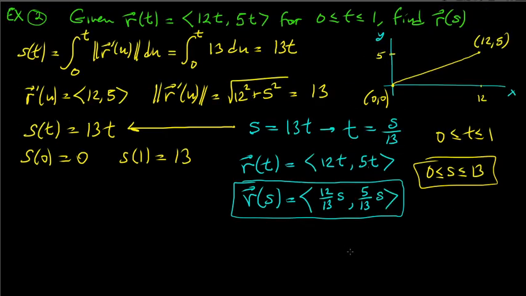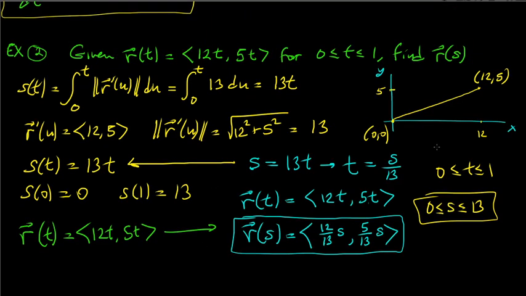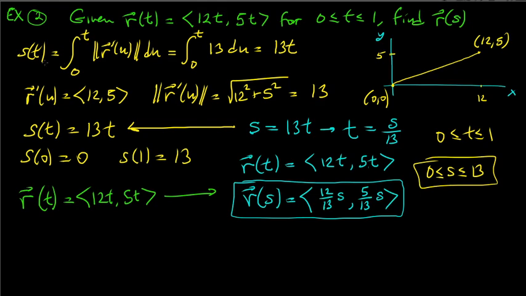All right. So what have we gained by doing this? We were given r as a function of t, 12t for the first component, 5t for the second component, and we simply rewrote it in terms of s instead of t. So what have we gained?